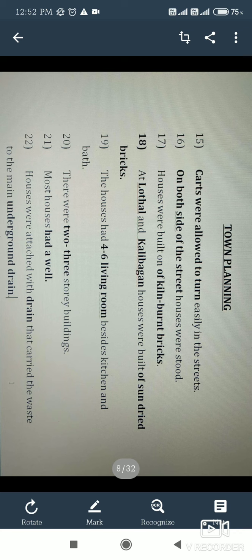The houses had 4 to 6 living rooms besides a kitchen and bath. There were 2 to 3 storey buildings. Most houses had a well, and they were using the well water, and also for the Great Bath. Houses were attached with drains that carried the waste to the main underground drain. Every house had a drainage system that drained the wastewater to the main underground drain.